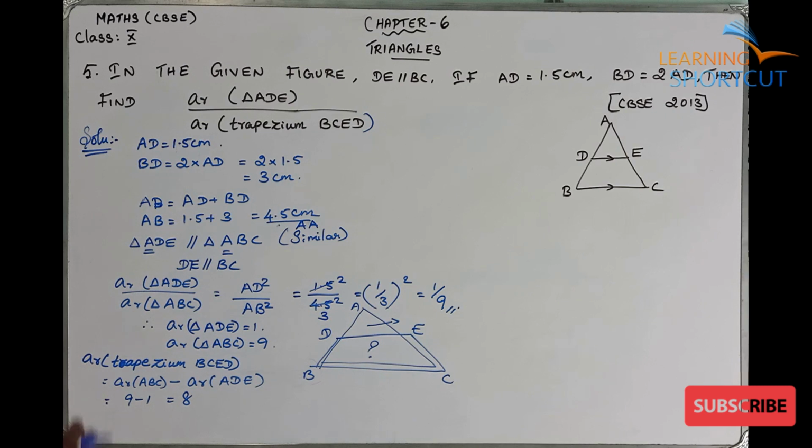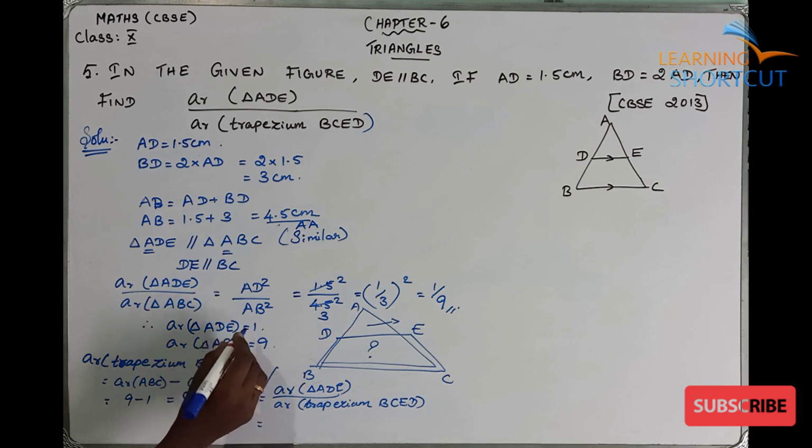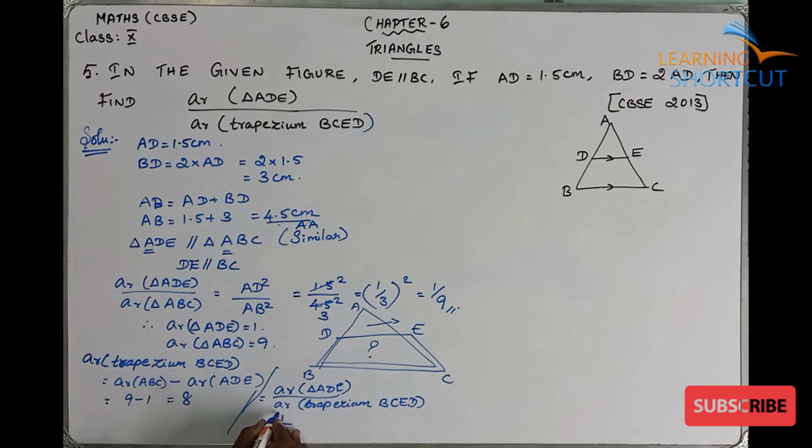What the question they have asked? We have to find out the value of area of triangle ADE divided by area of trapezium BCED, right? So we can write the value of ADE will be equal to 1 divided by the trapezium value, which is 8. So the ratio you will get is 1:8 ratio.